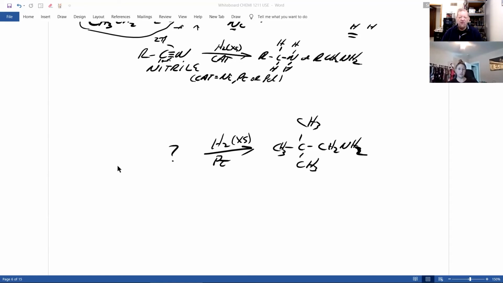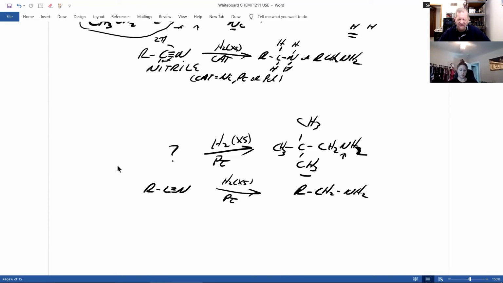If we look at this, what's different in the product? Ooh, nitrogen. Remember, what's not carbon, what's not hydrogen. And this is a primary amine. And what do you react with hydrogen and a catalyst to make a primary amine? And the answer is a nitrile.